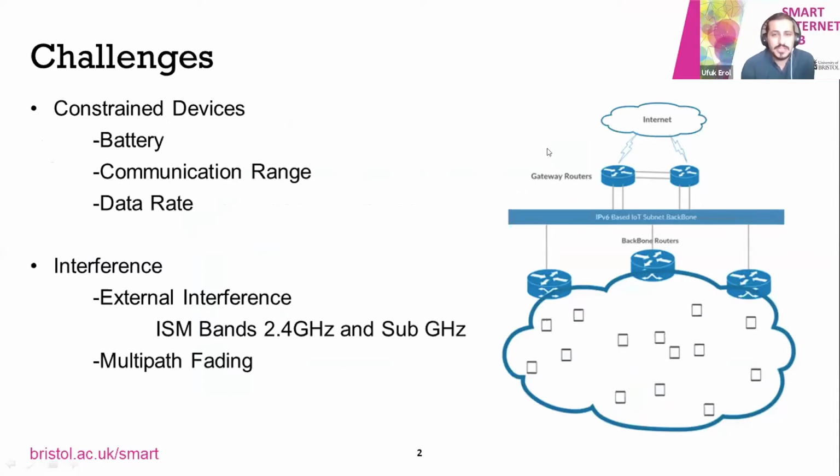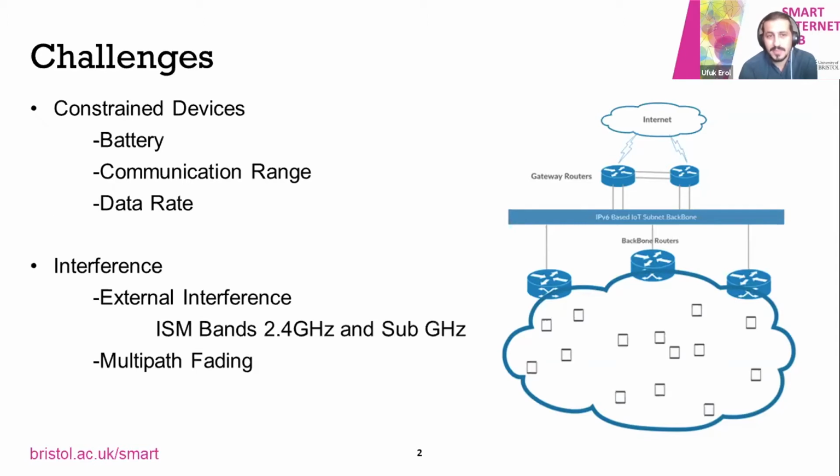The main challenges in constraint device networks are, first, the battery. Since the devices are battery powered, after they are deployed, they need to stay without any connection as long as possible. So improving the battery performance gives a big improvement in the network.